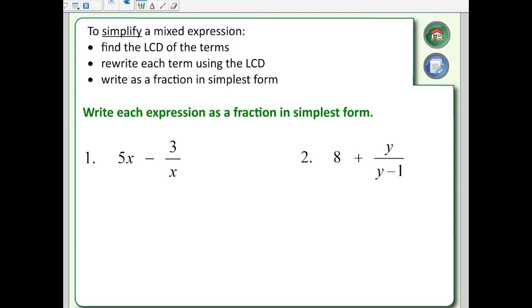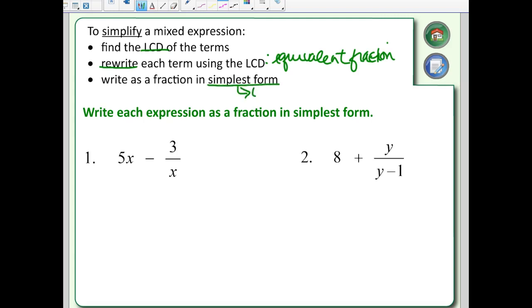Step number 1, it says to simplify a mixed expression, we're going to have to find the LCM, or the LCD. So that's what we did last night. We found the common denominator. And then step number 2, we're going to rewrite them. If you remember, Mrs. Burton was calling that getting our equivalent fractions. So we're going to find our equivalent fractions. And then we're going to have to do the math and write the answer in simplest form.